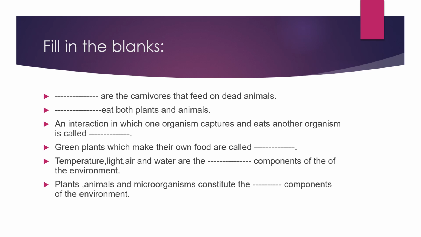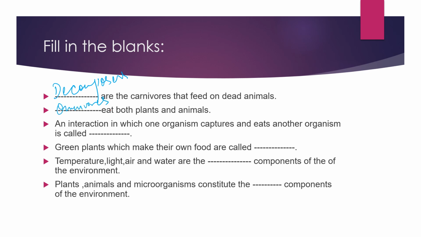So dash are the carnivores that feed on dead animals. What are the carnivores which are feeding on the dead animals? Just think for a while, then we will be writing the answers. The next one is dash eat both plants and animals. What are eating both plants and animals? Can you just recall? Think once. The things which are feeding on the dead animals are called the decomposers. And dash are eating both plants and animals, that is omnivores are eating both plants and animals.